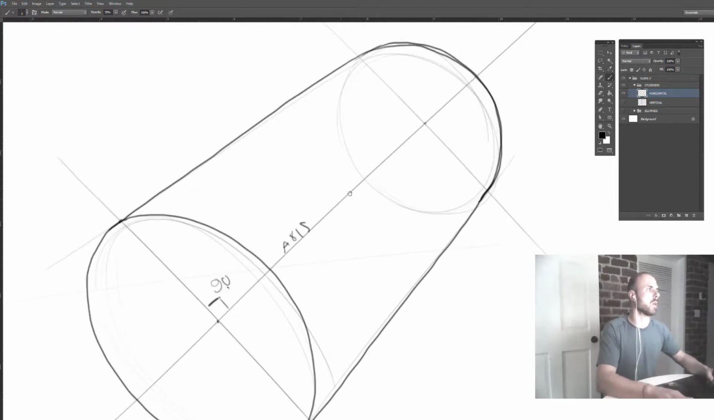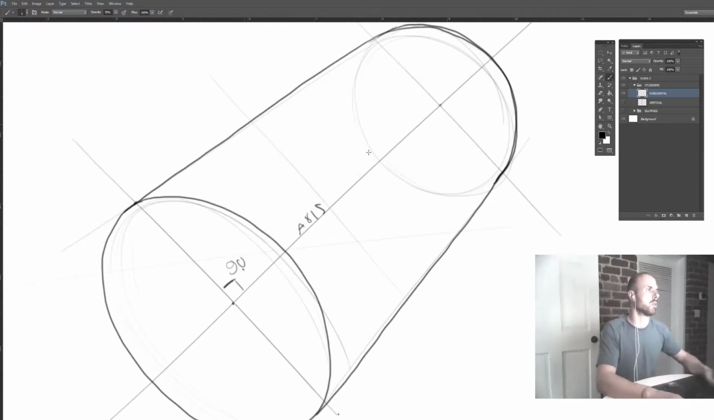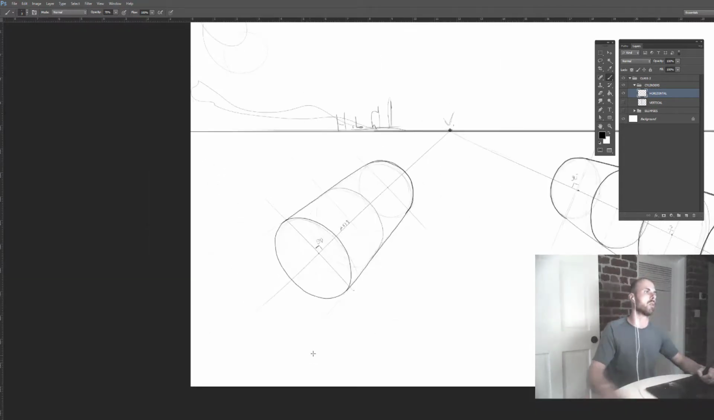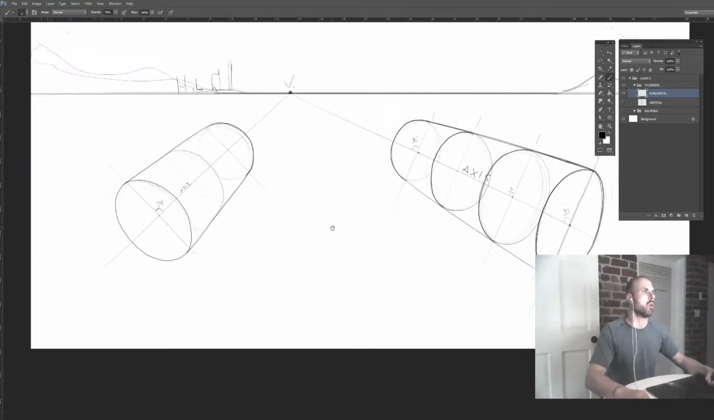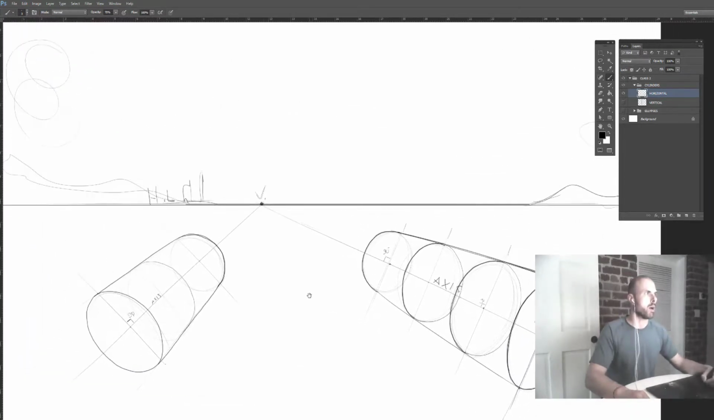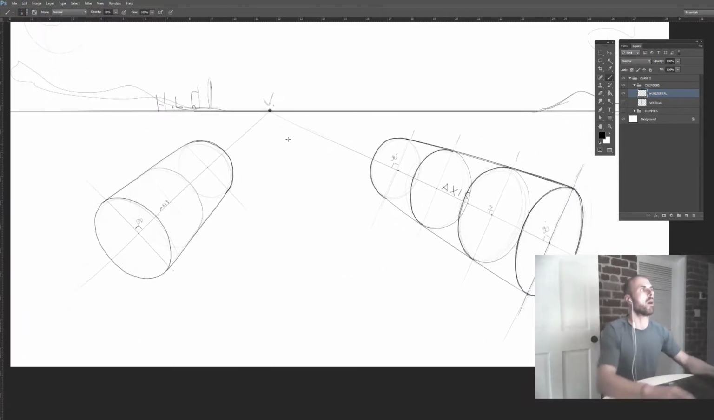It's a good idea sometimes to just show maybe a section line in the middle. I'm just gonna keep it very light. It just helps the viewer to understand basically what I just did. Okay, so two cylinders. So what I want you to notice something.